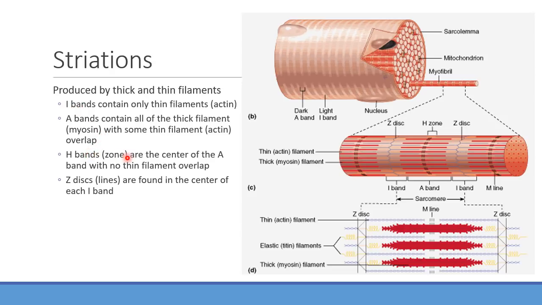So anyway, the H band, or the H zone, is basically going to be the center of the A band, and this is where we're going to have no thin filament overlap whatsoever. So if we look at this H zone here, it's basically where there's going to be no overlap between the actin and the myosin. You're going to find that the Z discs are typically going to be moving in towards that H band as the contraction occurs. That's where the movement of the actin along the myosin happens, as we'll see in a moment.